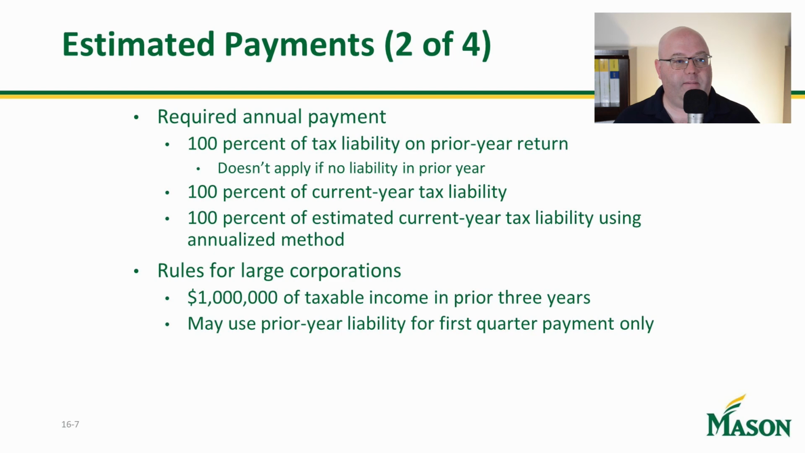The annual required payment, like I said, is 100% of prior year or 100% of current year, or 100% of estimated payments using the annualized method. That's what I was talking about earlier. Rules for large corporations: if you have taxable income of $1 million or more a year, you may use prior year liability for first quarter payment only. Then they're going to go with current. And the reason they say that is, if you're a large corporation, you probably have the sophistication to be able to calculate your stuff and remit timely. So you should be doing that.